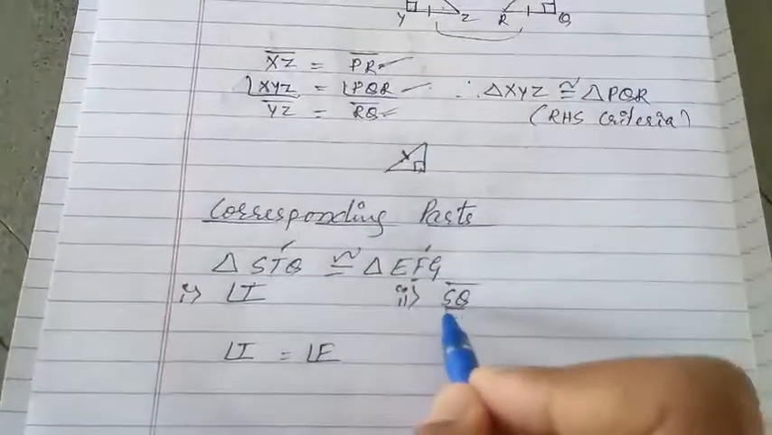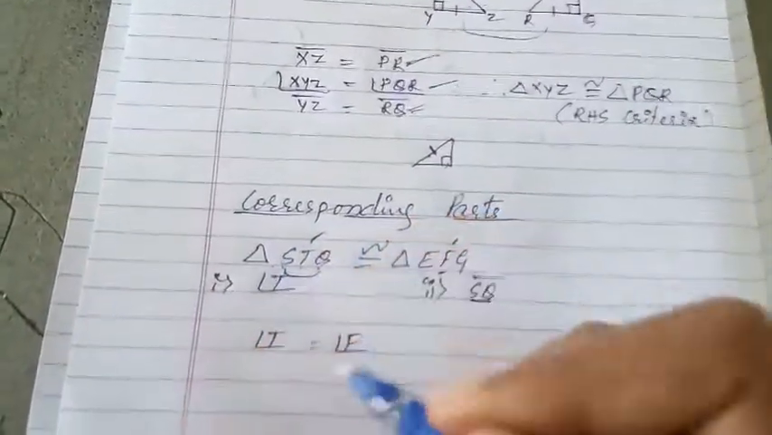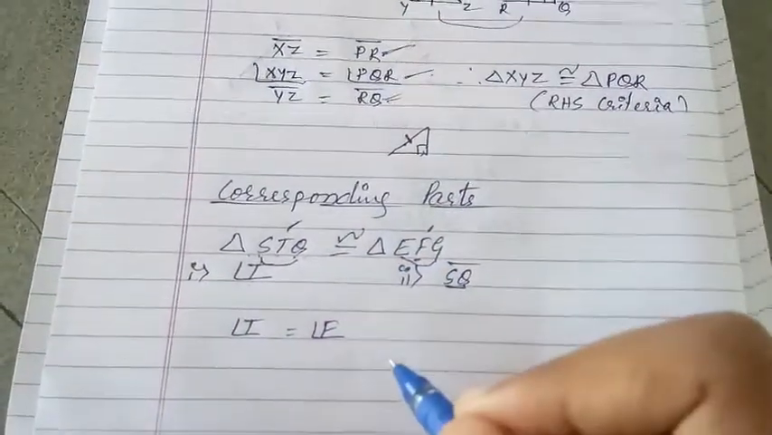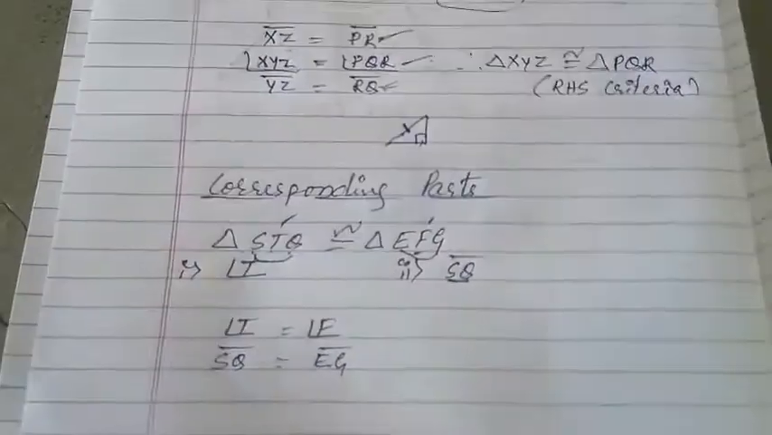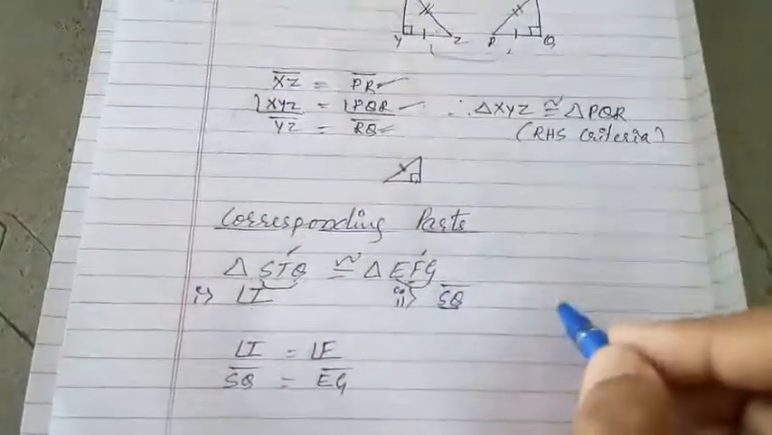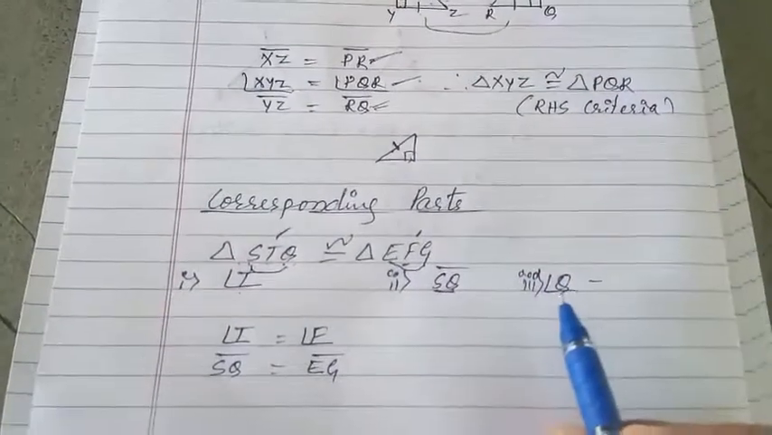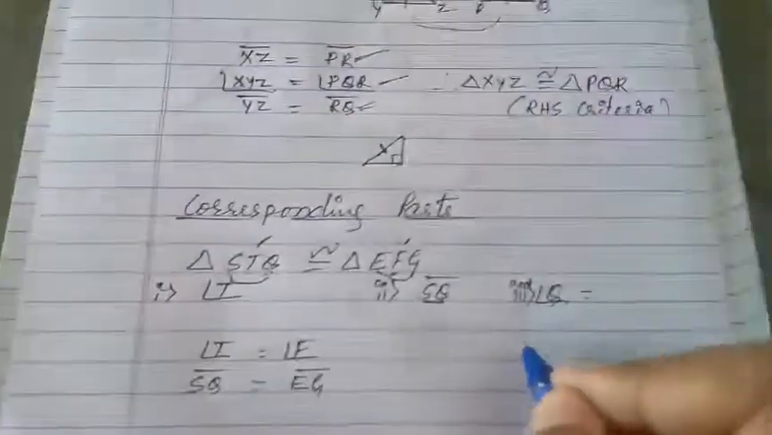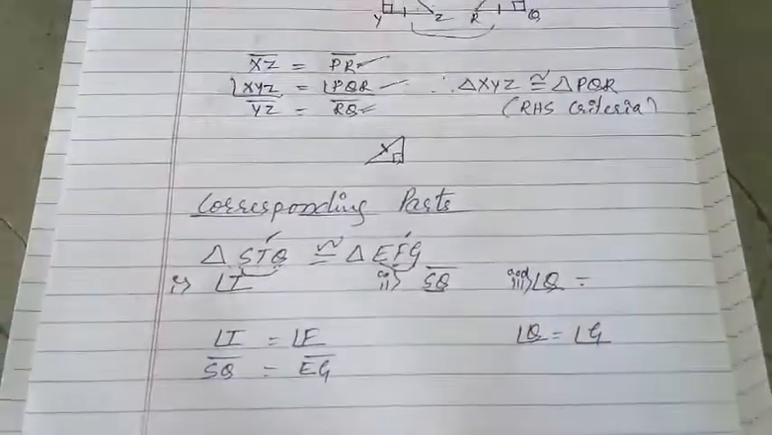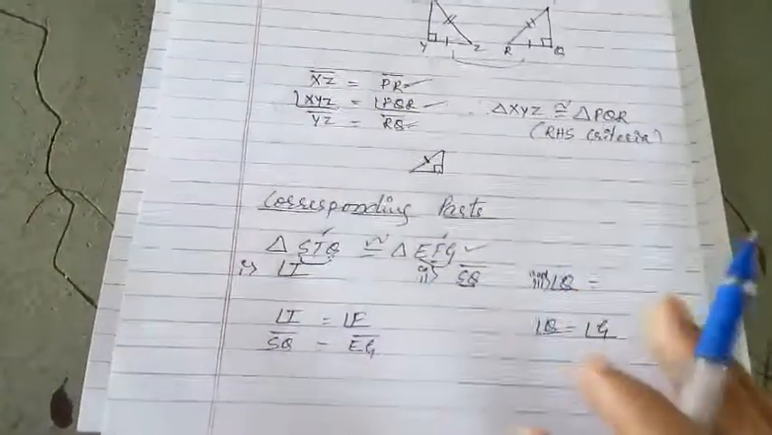And the second one, SQ. First and third letter. Here also, see the first and third letter, EG. So therefore SQ equals EG. Understand, no, this one, corresponding parts. If they ask angle Q, the third one, what is the corresponding angle of Q? Q is at last, so G. So angle Q equals angle G. These are the corresponding parts. So this is the way of writing the corresponding parts of congruence of triangles.